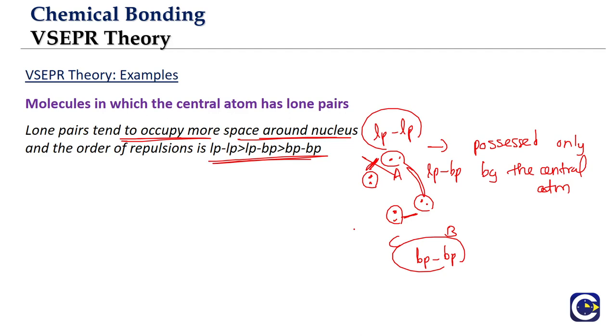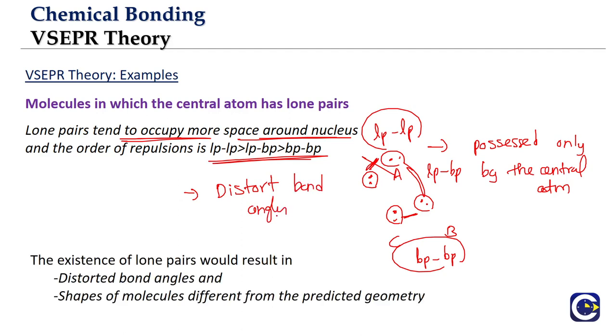Now what will be the effect of this? If the lone pair repulsions are stronger, they will be distorting the bond angles. In general, when we talk about molecules having lone pair of electrons on the central atom, one concern is that the bond angles are going to be distorted because of the presence of the lone pairs. And the main reason for this is the order of repulsions.